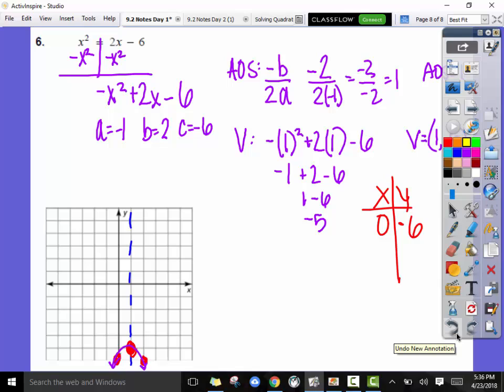Okay, on number 6, you can see kind of what happened here. So your parabola opened downwards and it was shifted below the x-axis. So you don't have any x-intercepts. It barely fit on the graph there. So the answer to this is no solution.